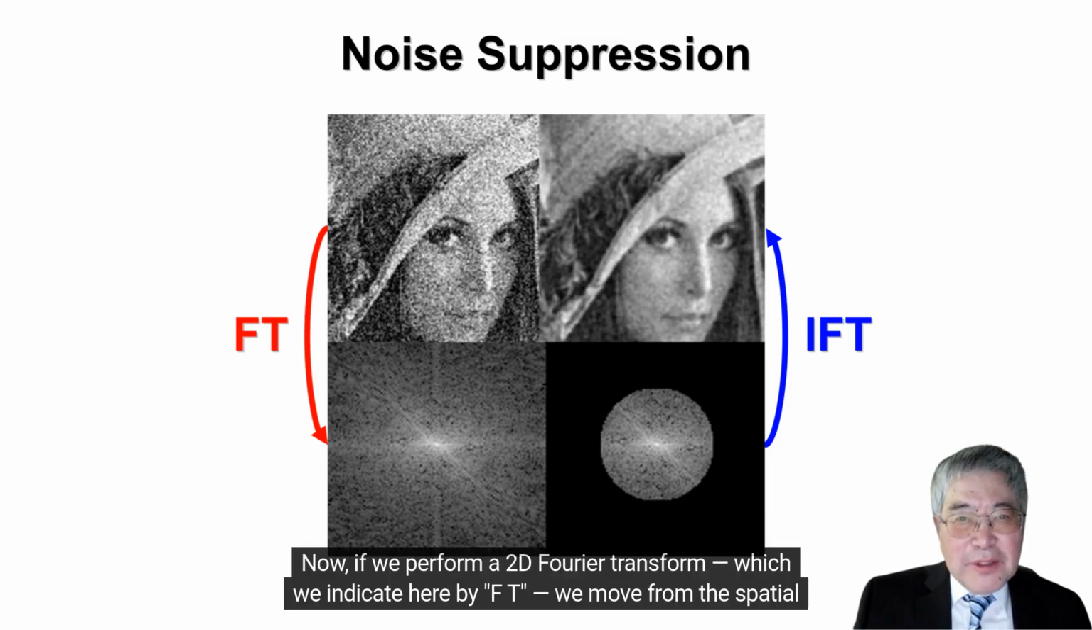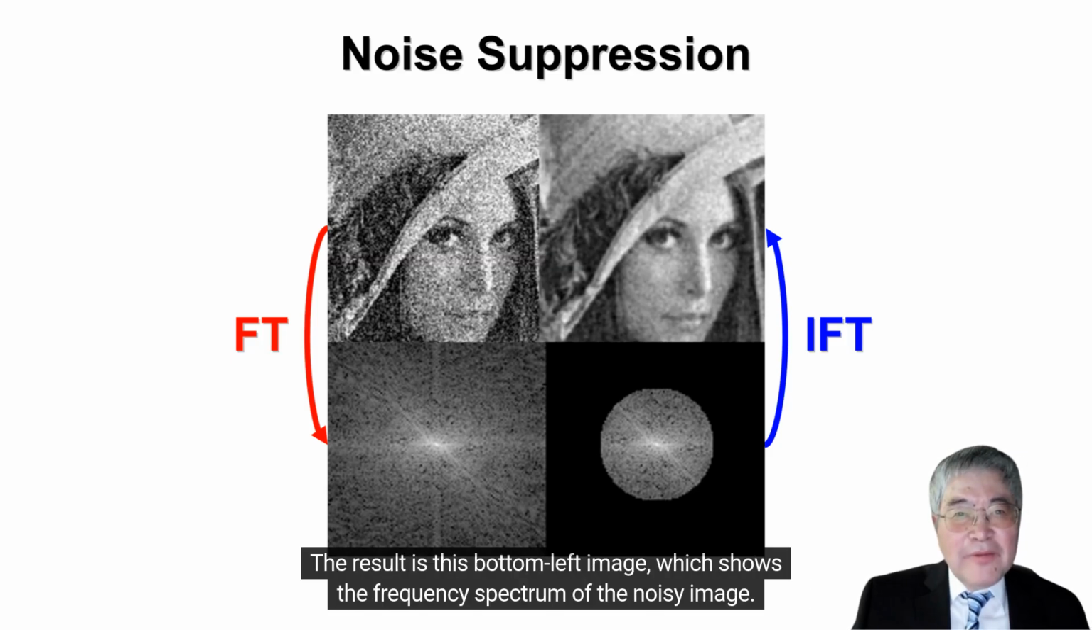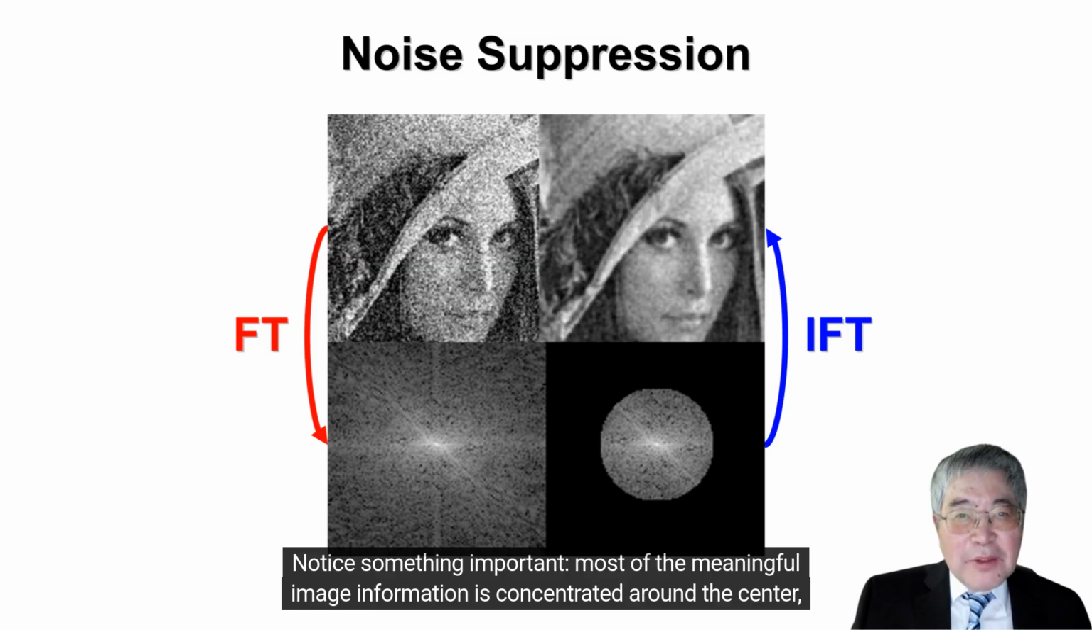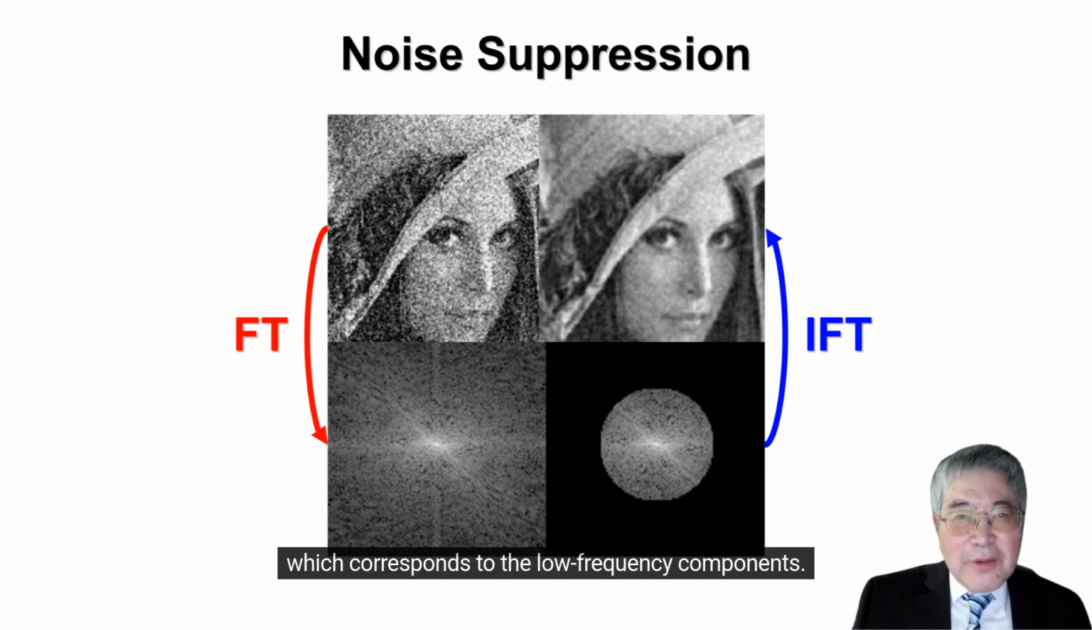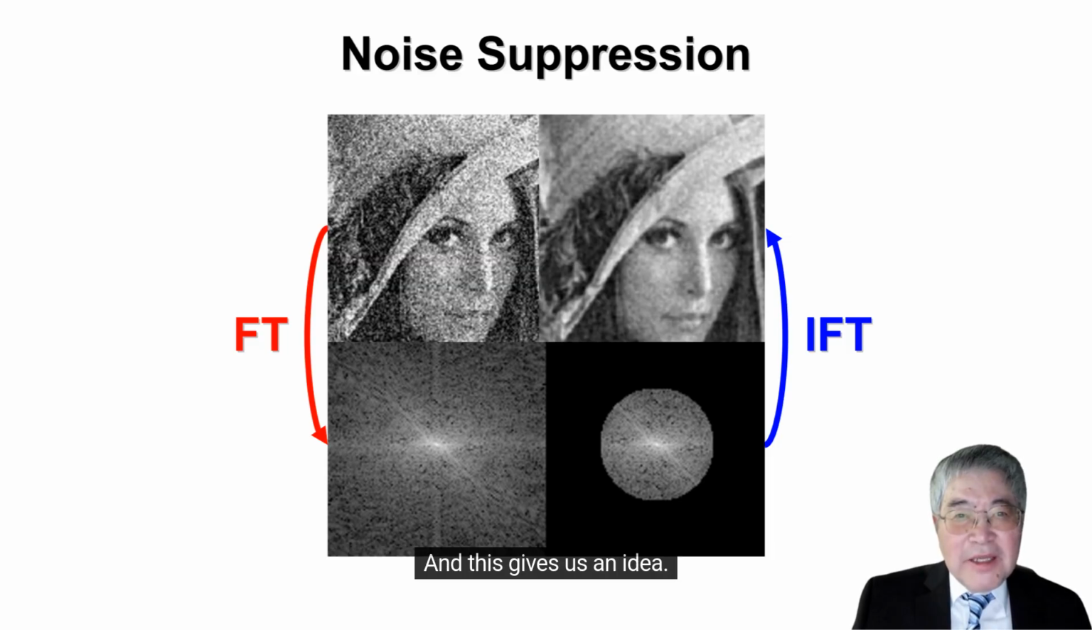Now, if we perform a 2D Fourier transform, which we indicate here by FT, we move from the spatial domain to the frequency domain. The result is this bottom left image, which shows the frequency spectrum of the noisy image. Notice something important. Most of the meaningful image information is concentrated around the center, which corresponds to the low-frequency components. But the noise is spread out, especially toward the edges, as high-frequency speckles. And this gives us an idea.